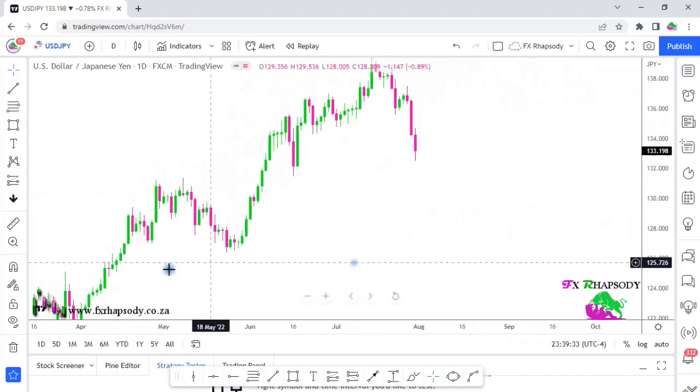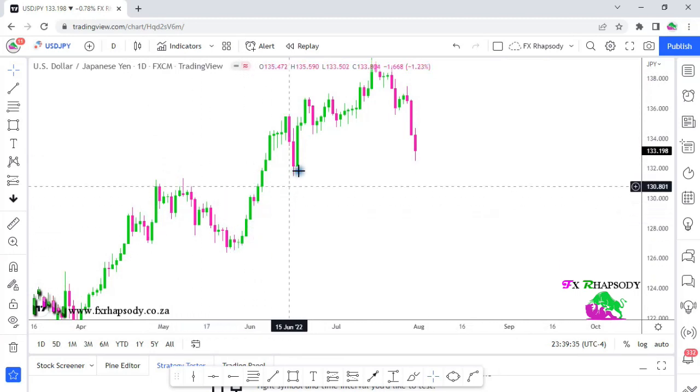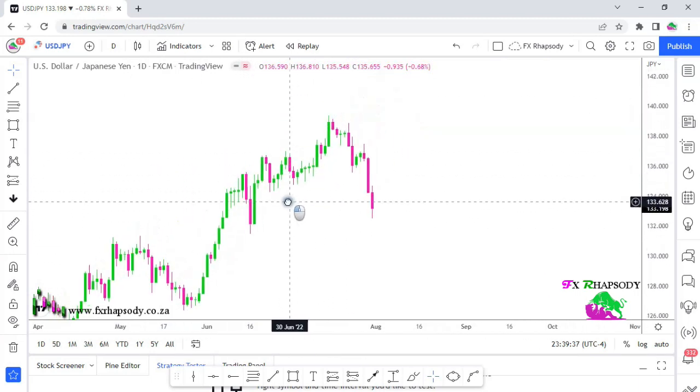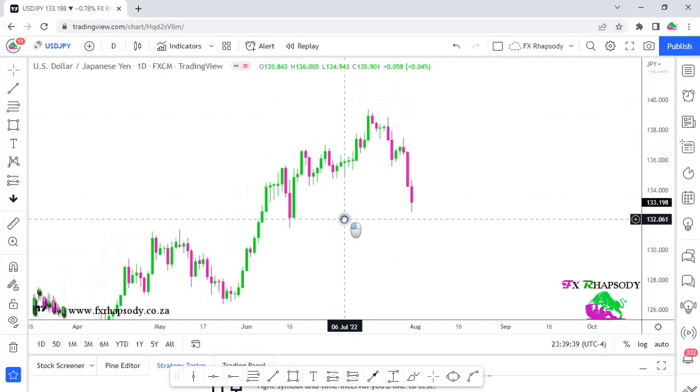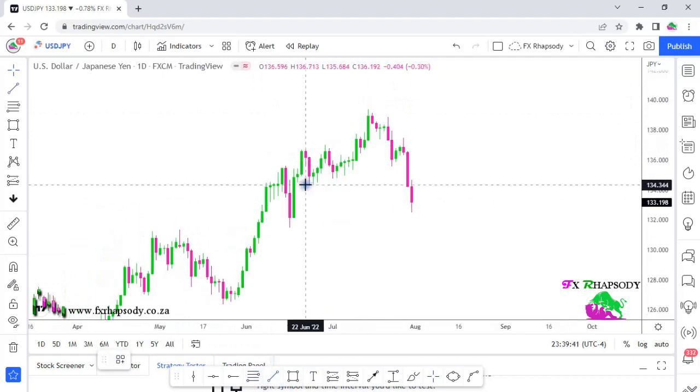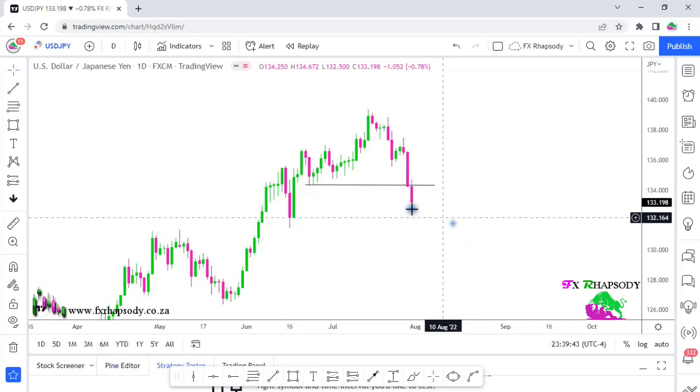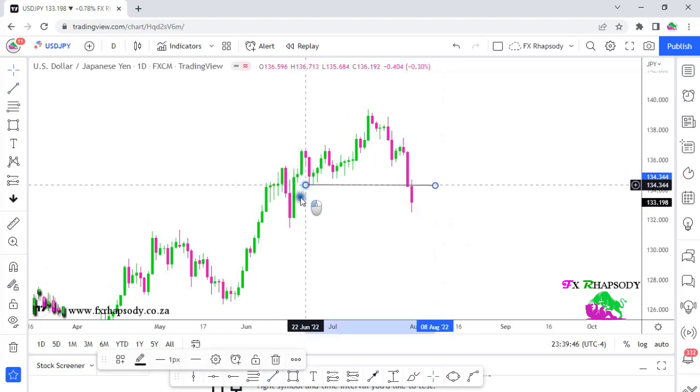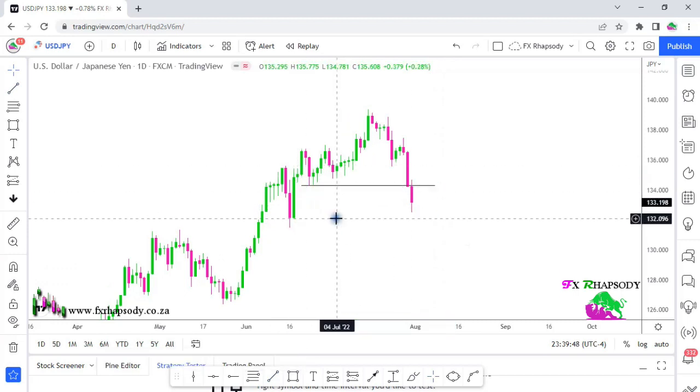Okay, then we have got some pullback, then another upwards movement, some nice pullback, another upwards movement. So now price is coming back again. Price broke this previous area of lows. Okay, that's a nice area that price broke. There we go. So nice straighter line.